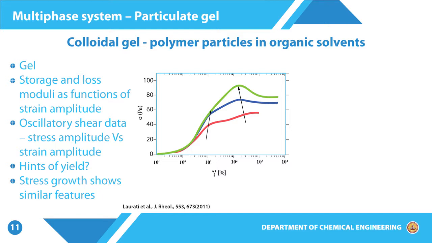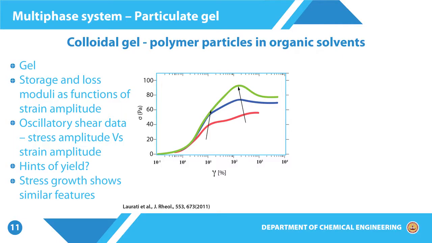Now, the same colloidal gel we could also examine in terms of stress growth. Stress growth, if you recall, is an experiment in which constant strain rate is imposed on the material, and then the stress is measured as a function of time. We know that for a Newtonian fluid, stress will instantaneously become constant because strain rate is constant, while for an elastic solid, a Hookean material, the stress will continue to increase because constant strain rate implies strain increasing with time, and therefore, stress will also continue to increase.